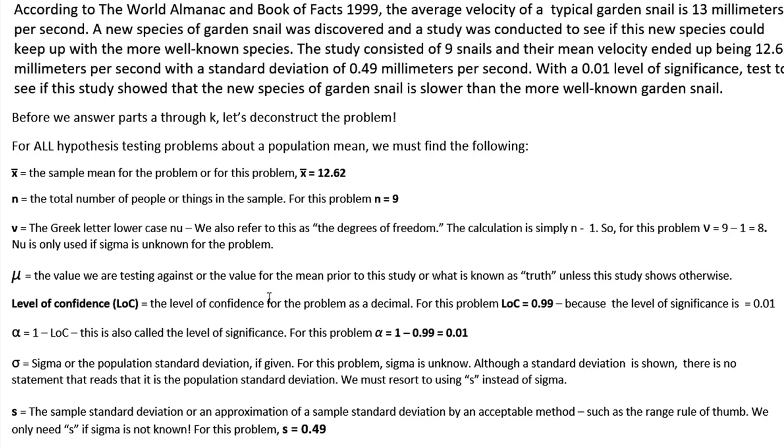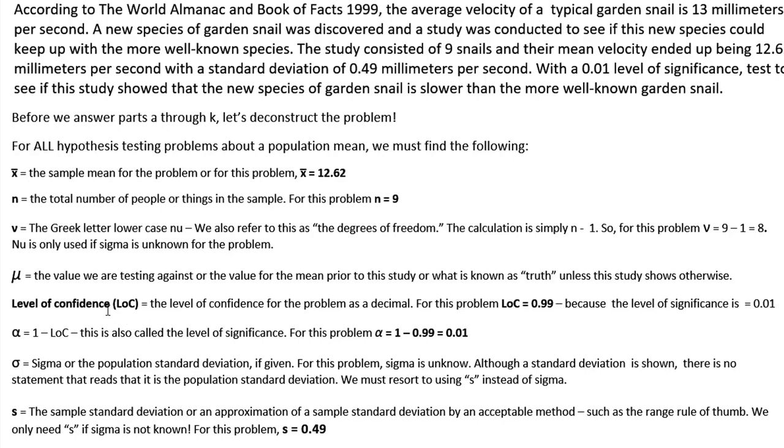Mu, the value we're testing against, or the value for the mean prior to this study, or what is known as truth. Before this thing was tested, the garden snail moved at 13 millimeters per second. That would be what our truth is.